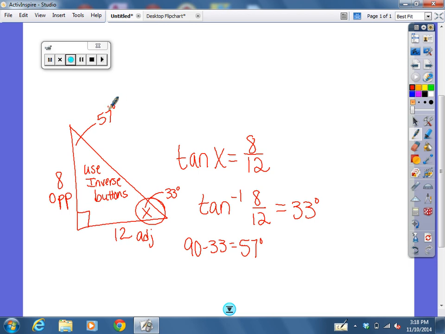So if I had sine of 57, and I ask what is the complement to sine of 57, you should be able to tell me cosine of 33. And that would give you your complements. And that truly is as hard as it gets for finding the missing angle.